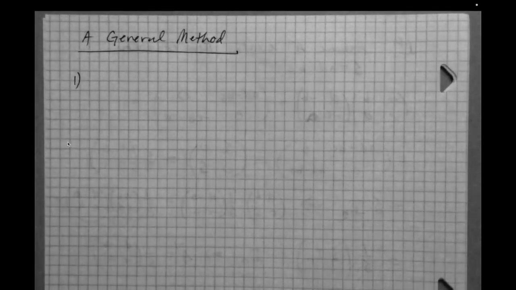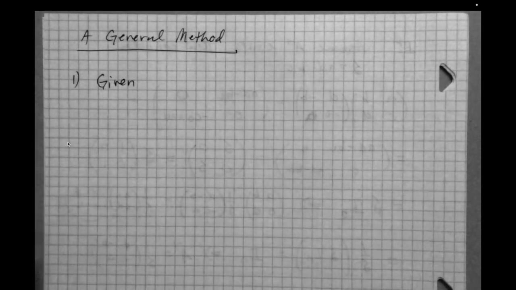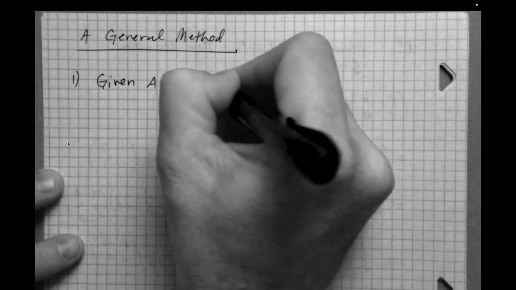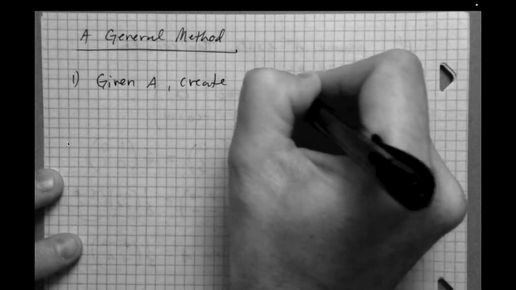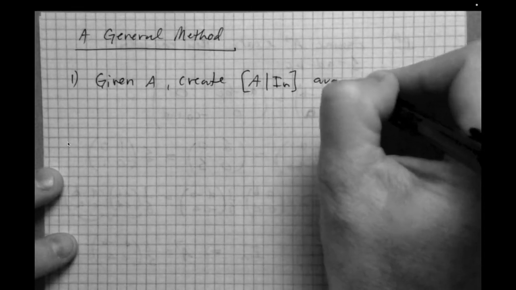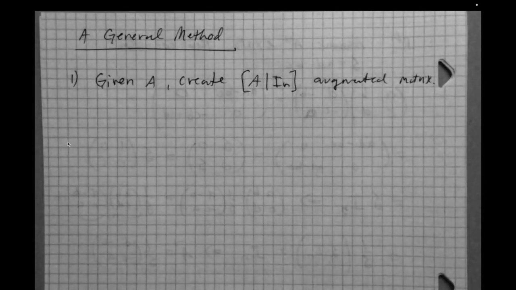Okay, a general method. This also works for 2 by 2s, although you would never really want to use this in the case of a 2 by 2 because it's not as quick, but you can test it on a few. So first thing you want to do is, I'll just give you kind of the itemized list and then we'll go through an example. So given A, we want to create an augmented matrix [A | In] like this. So you want to create an augmented matrix from your A and some identity matrix.